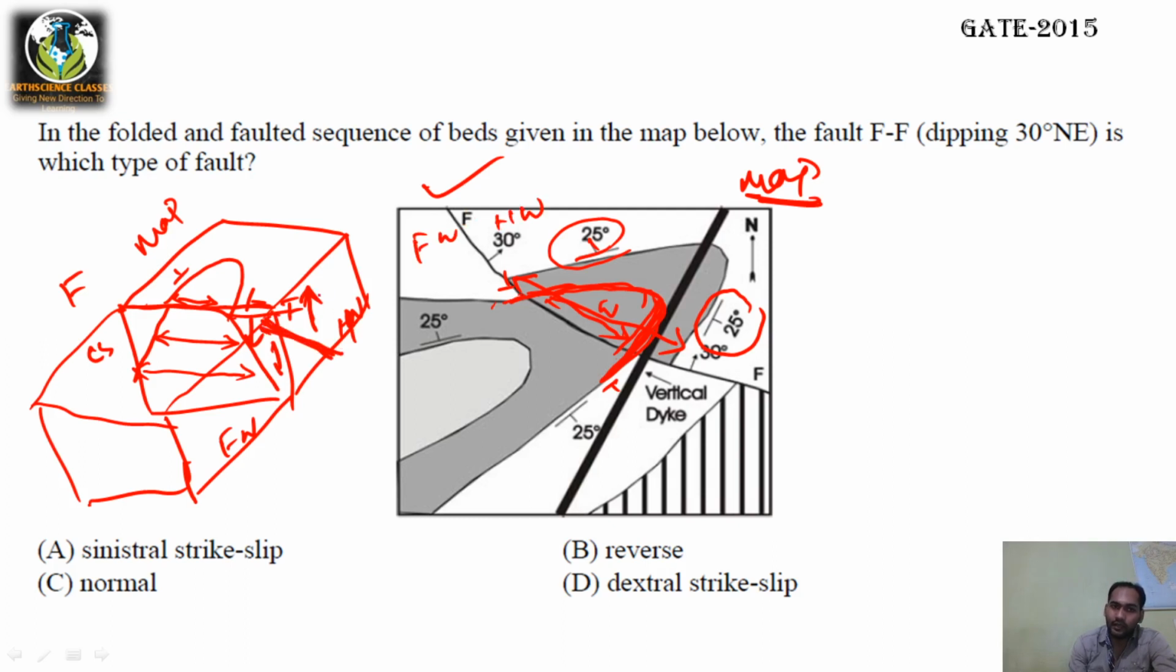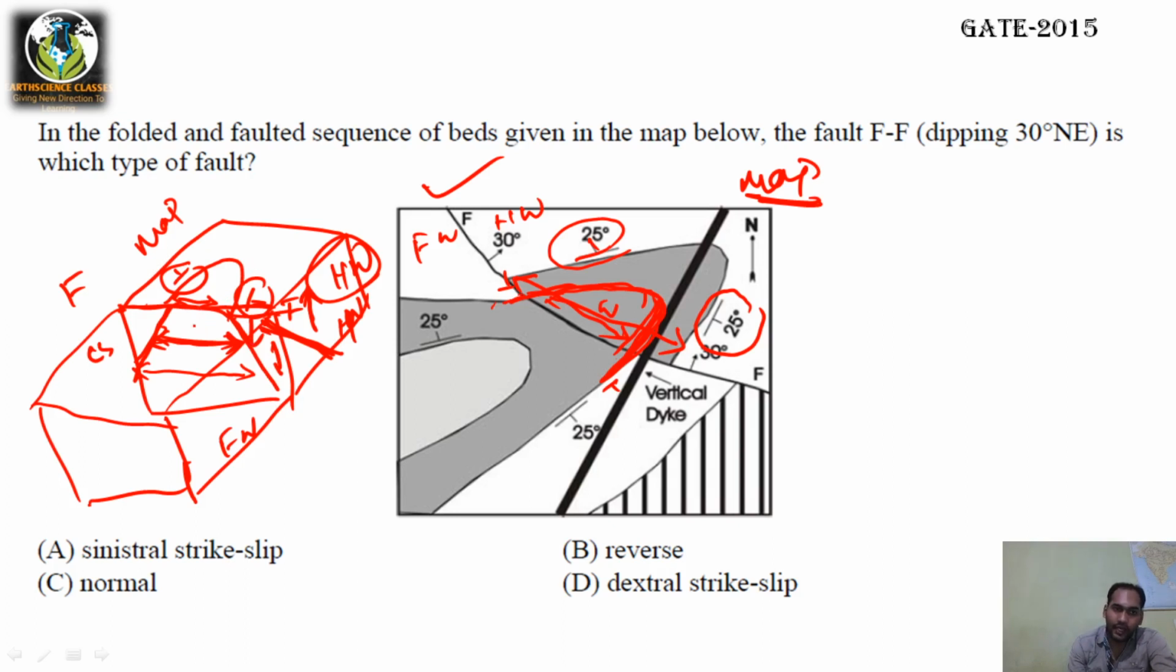Right? Then this part moved up. So the hanging wall moved up. Why is it moving up? Why am I so sure that it is moving up? Because the width is increasing. You can see this part. If you go deep inside, then only the width will increase, because the limbs are dipping away from each other. If you go downside, the width will increase. If you move upside, the width will decrease.